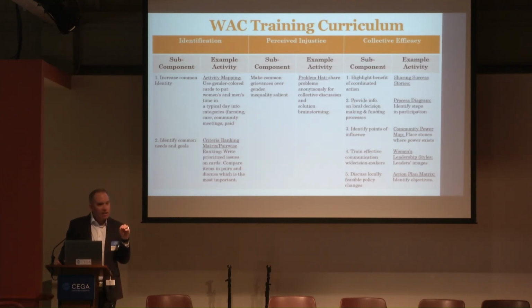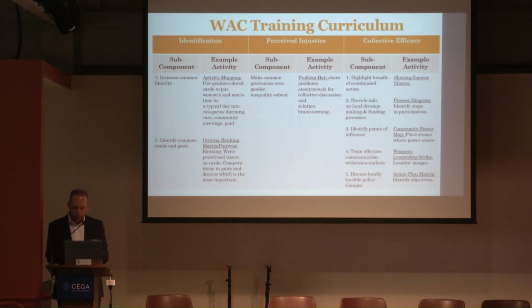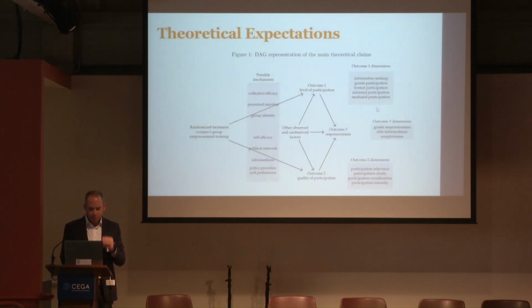For perceived injustice, it was called a problem hat. Women put various problems that they had into that hat and then talked about them as a group to see if there were other problems that women had that were similar in that community. And then for collective efficacy, it was a series of sharing success stories about how women could be successful at getting things done, and a process diagram about how you interacted with that community, to develop the notion that you could complete these and be successful as a group of women.